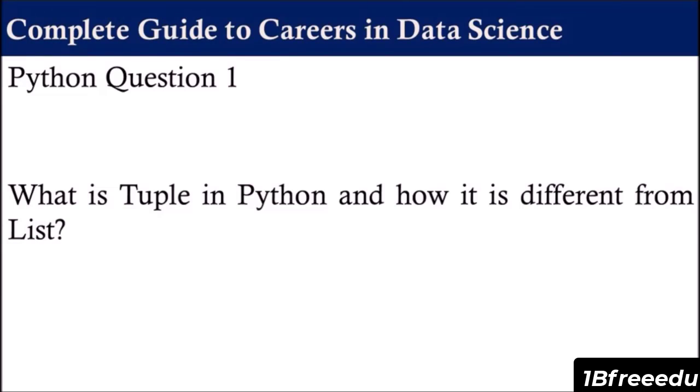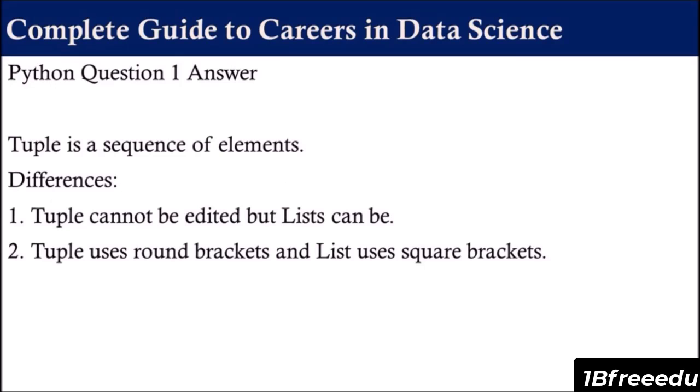The first question in Python is what is tuple in Python and how it is different from list. Let's have a look at the answer. Tuple is a sequence of elements and these elements can be a numeric value, date, character, etc. Tuple is different from list because it cannot be edited, but we can edit a list.